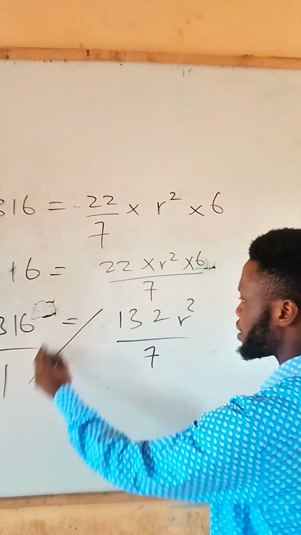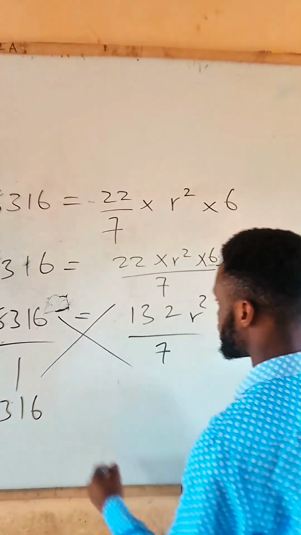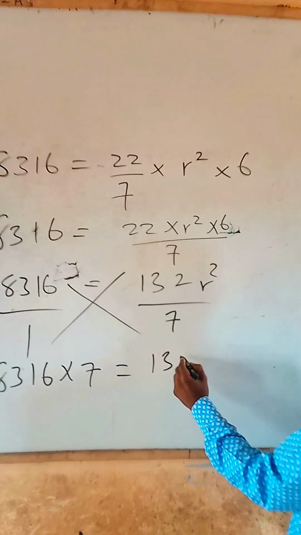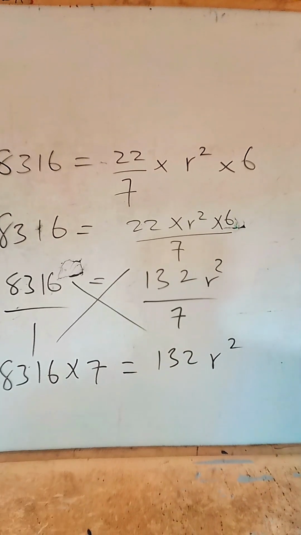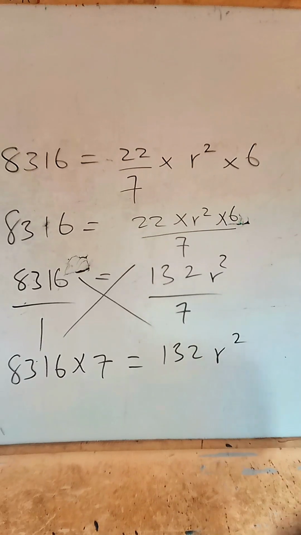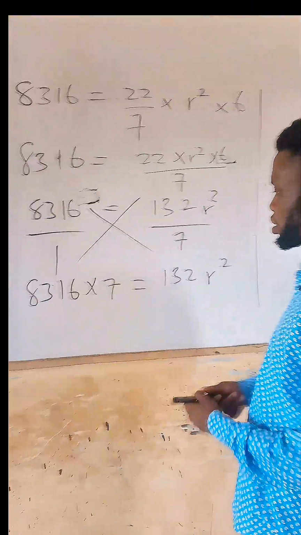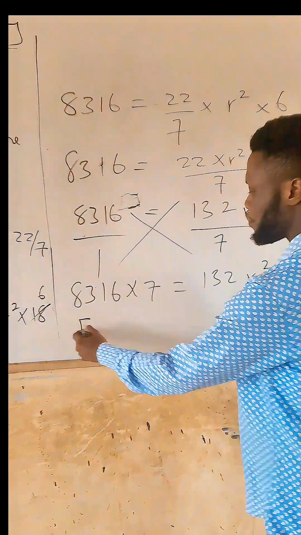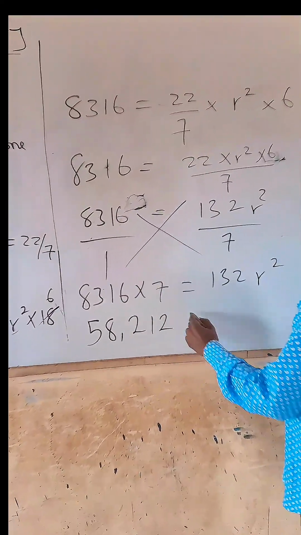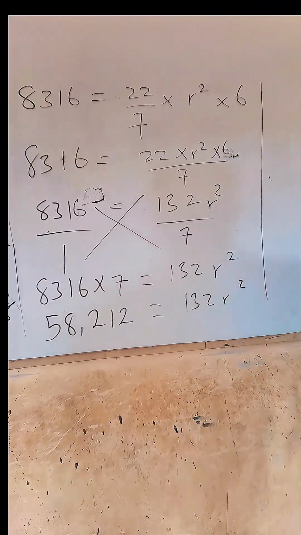So we can cross multiply from here. When we cross multiply, we have 8,316 times 7 equals 132 r squared. So 8,316 times 7 gives 58,212, and this still remains 132 r squared.